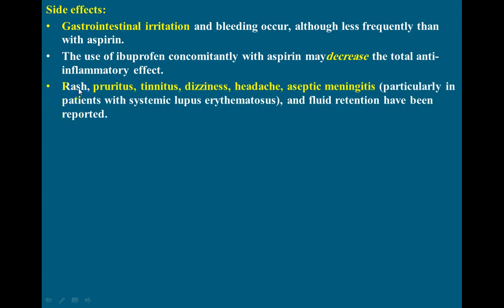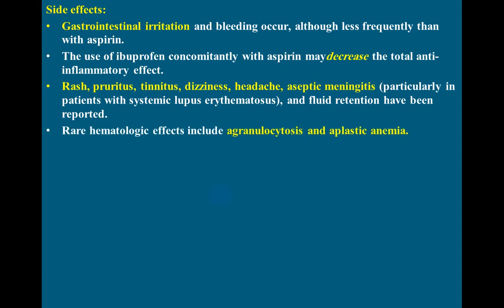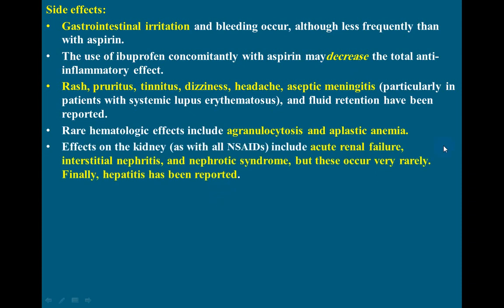Other side effects: rash, pruritus, tinnitus, dizziness, headache, aseptic meningitis, particularly in patients with systemic lupus erythematosus, and fluid retention have been reported. So aseptic meningitis occurs particularly in patients with systemic lupus erythematosus, SLE. Rare hematological effects: agranulocytosis, aplastic anemia. Effects on the kidneys, as with other non-steroidals: acute renal failure, interstitial nephritis, nephrotic syndrome, but those occur very rarely. Finally, hepatitis has been reported and elevation of liver enzymes can occur.